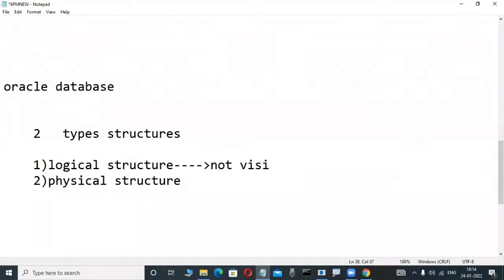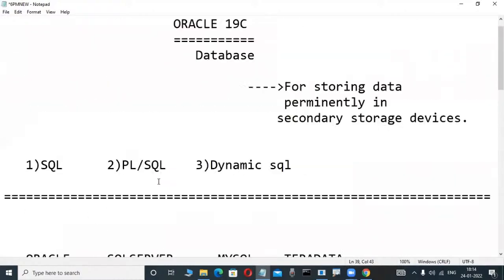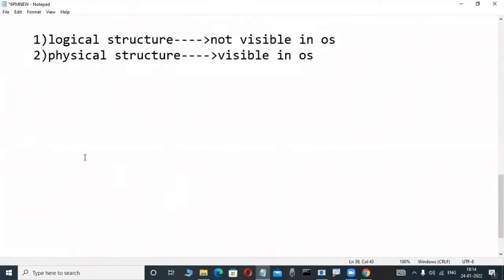in the operating system, not visible in the OS, is called a logical structure. A physical structure means whenever we install Oracle, SQL Server, DB2, these software automatically create physical files, as I told in previous classes. That's why a structure which is visible in the operating system is called a physical structure. Don't worry. Now observe it here.